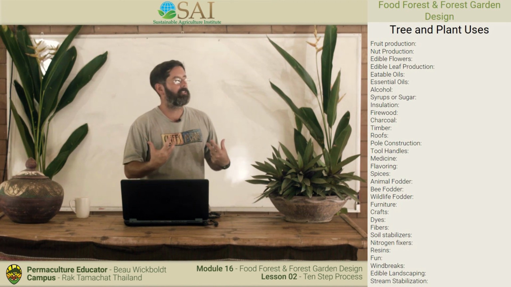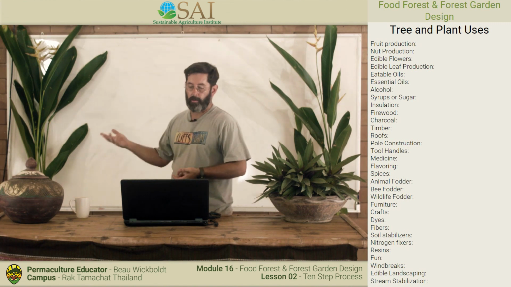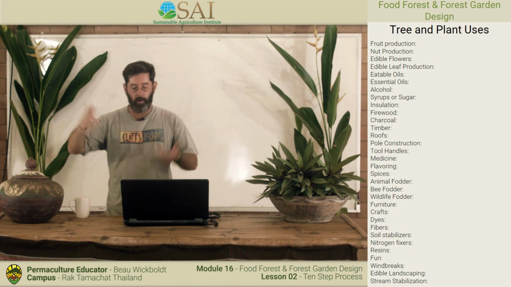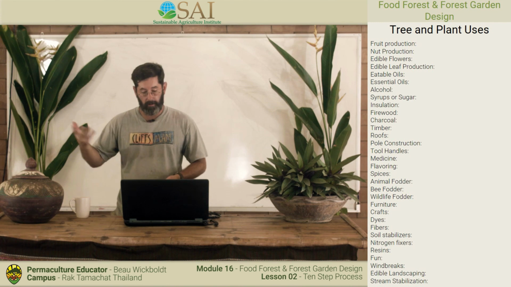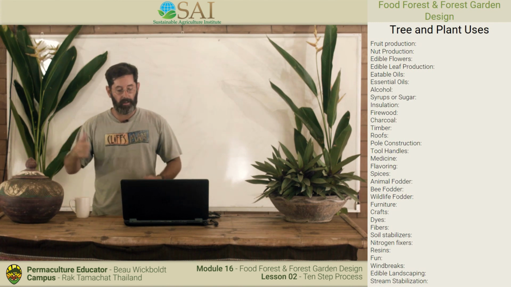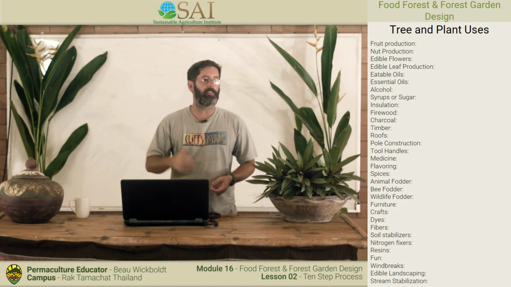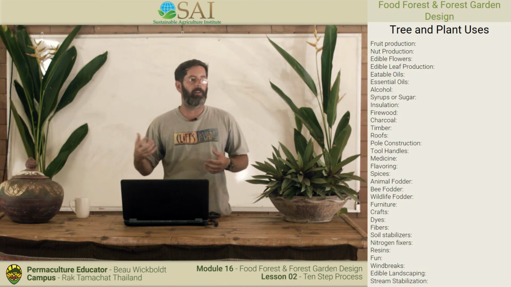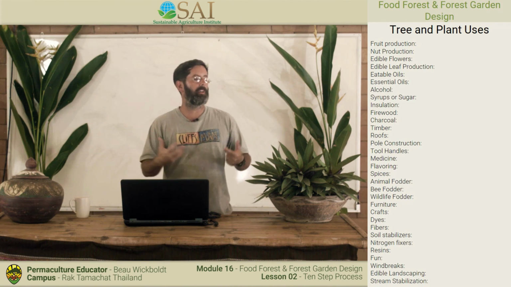I could have an edible landscaping. I have nut production, edible leaf production, any other essential oils, syrups or sugars, firewood, timber for my home, pole construction for my barns. I can provide my medicine, spices, bee fodder. I could build furniture, dyes, soil stabilizers, resins, windbreaks, stream stabilization, and the list could go on and on. All of the products that can be available in your forest. But then you would go in your local area and look at what trees, right, what species are available in your area and what they could do for you.